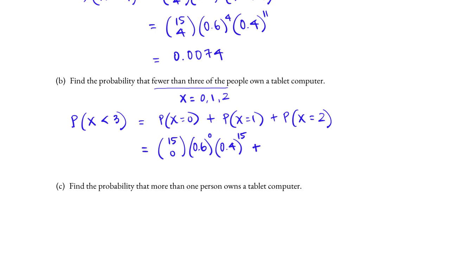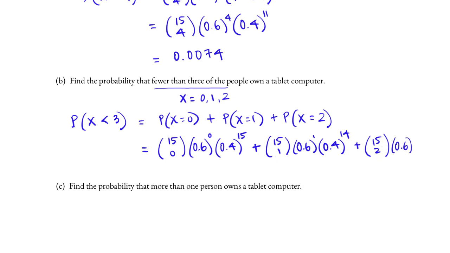For the second probability, x equals 1, this time it is 15 choose 1, then 0.6 for 1 success, and then 0.4 raised to 14 for the remaining failures. Success means they own a tablet computer. Failure means they do not own a tablet computer. And then for the last probability, P(X = 2), this is 15 choose 2. This is not a fraction, but it is a binomial coefficient.